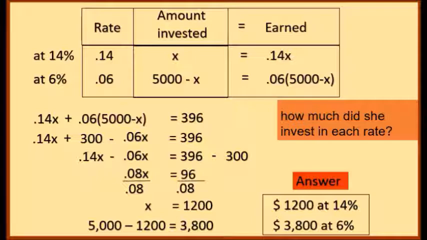I-divide mo to by 0.08. 96 divided by 0.08 is 1,200. Ibig sabihin, 1,200 ang ininvest niya sa 14%. Ngayon, 5,000 minus 1,200 is 3,800. So, ang answer, $1,200 at 14% at 3,800 at 6%.